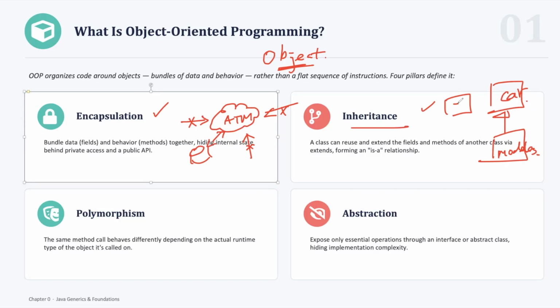Our third pillar is polymorphism, which lets different objects respond to the very same command in their own unique style. Imagine a universal game controller with a single action button. If your character is holding a flashlight, pressing that button turns on a beam of light. But if your character is holding a sword, pressing that same button swings the blade.